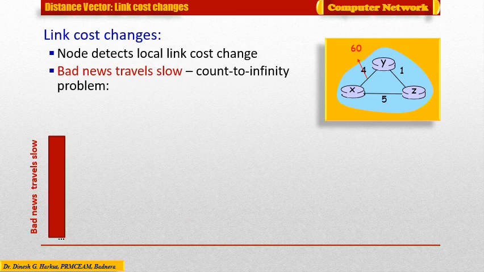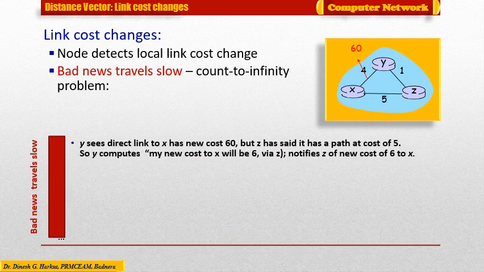Now let us consider what happens when the link cost increases. Earlier we have seen that the link cost was decreasing from 4 to 1. Now we will consider another example wherein the link cost is increasing, here from 4 to 60. Before the link cost changes, dy of x is 4, dy of z is 1, dz of y is 1, dz of x is 5.